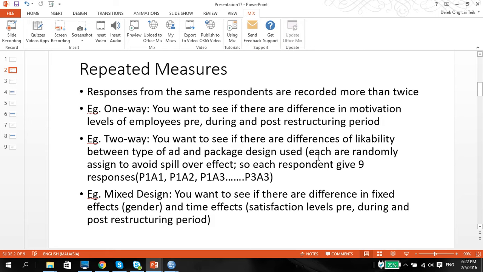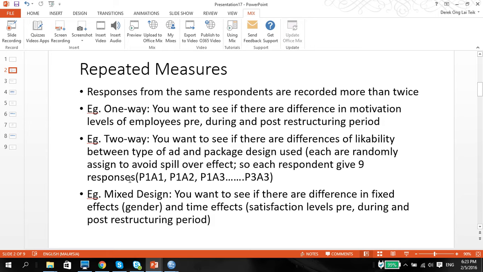Each, of course, are randomly assigned to avoid a spillover effect, so each respondent is given 9 responses. The package 1 using advert 1, package 1 using advert 2, package 1 using advert 3, and so on and so forth, until you see package 3 with advert 3. So to avoid the spillover effects, every single respondent is of course randomized in terms of the kind of exposure they get.